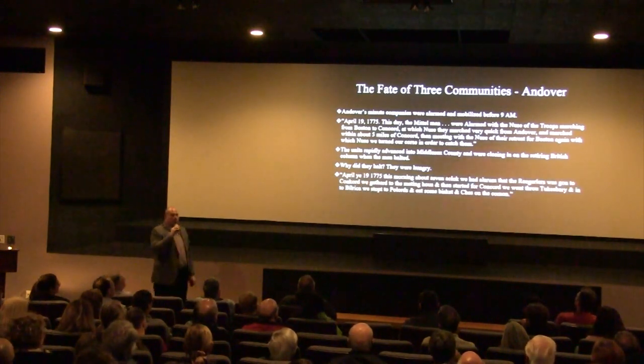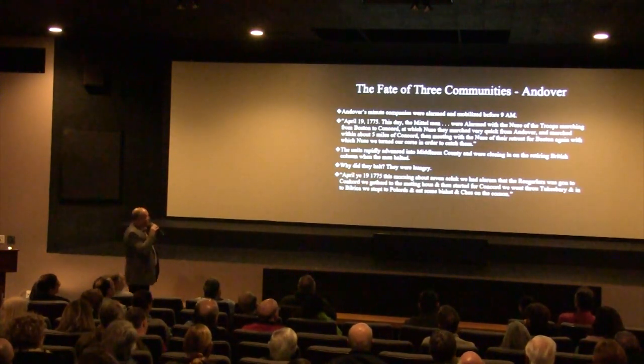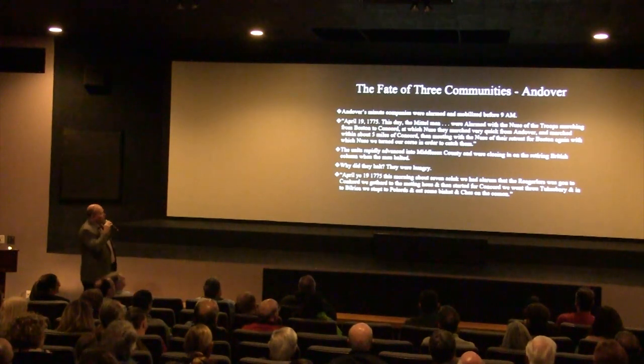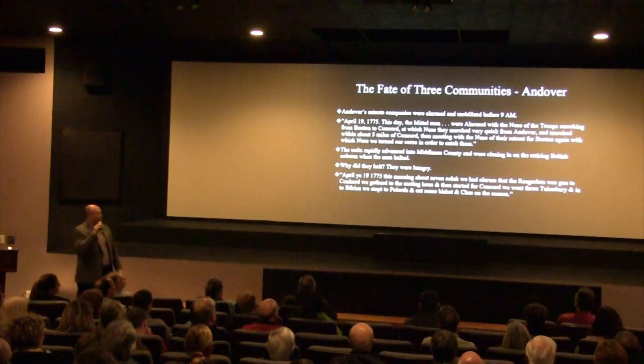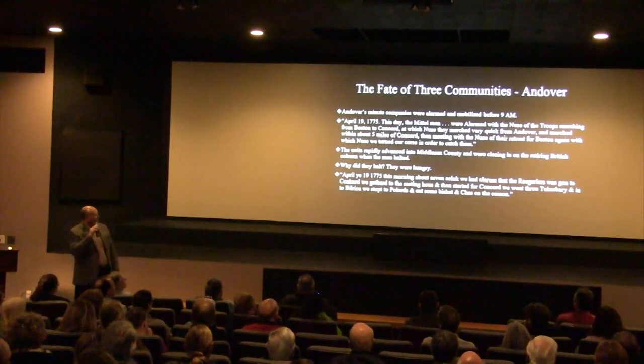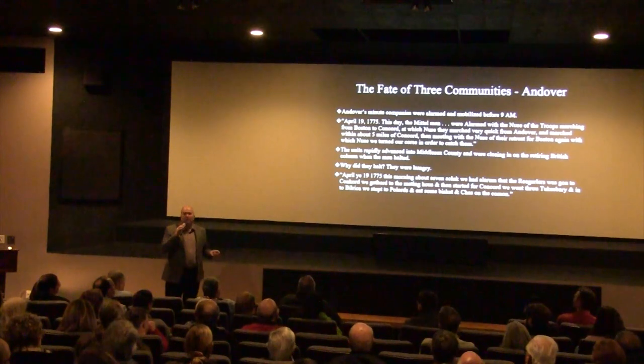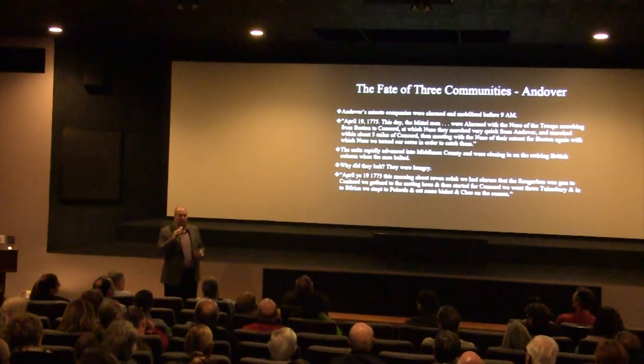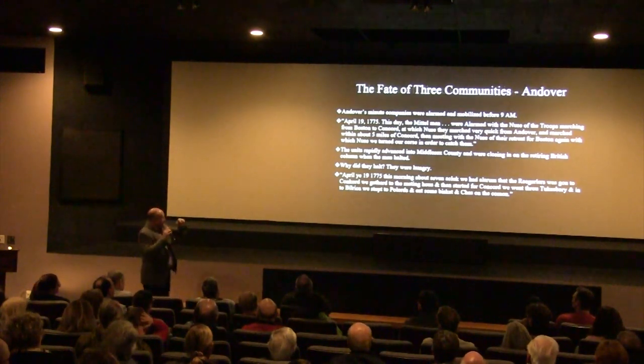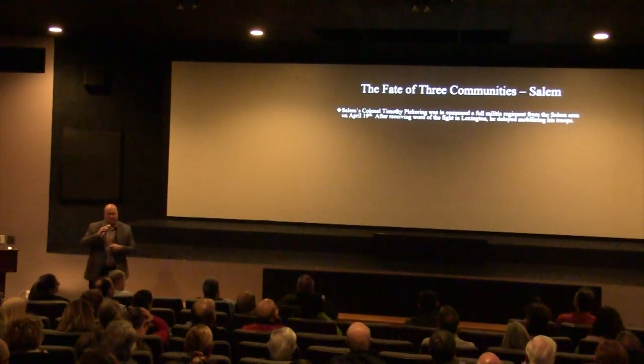Here's an account from one of the Andover Minutemen: April 19th, this morning about 7 o'clock, we had an alarm that the regulars had gone to Concord. We gathered at the meeting house and then started for Concord. We went through Tewksbury. And in Billerica, we stopped at Pollard's to eat some biscuit and cheese on the common. Great job, team. So Andover had an opportunity to intercept. I believe they probably would have an opportunity to intercept the column in Lexington. They missed the opportunity.